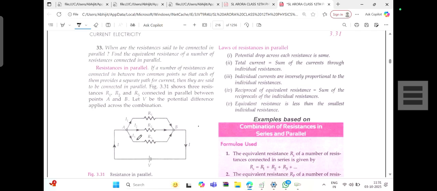Similarly, here the voltage across the resistances is the same, but the current is not the same in this case. When a number of resistances are connected in parallel combination, the current will not be the same for every resistance.